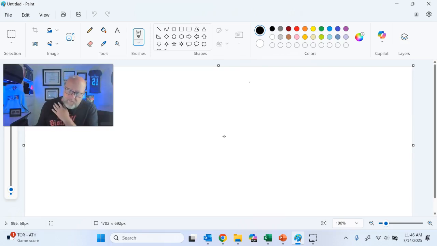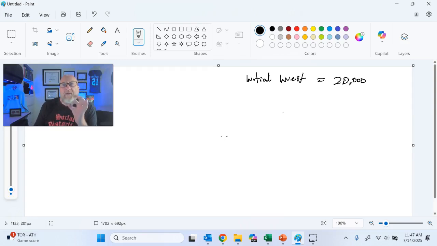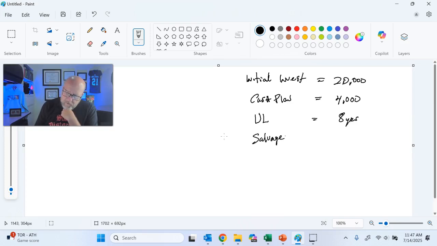Let's say I'm just going to make it up. Let's say the initial investment for a particular product is 20,000. Our anticipated cash flow is going to be 4,000. Useful life is going to be 8 years. Salvage value, I'm going to just say 2,000. What is the average annual income? And what is the accounting rate of return in this particular example? Again, I'm giving you cash flow, but I am not giving you income.